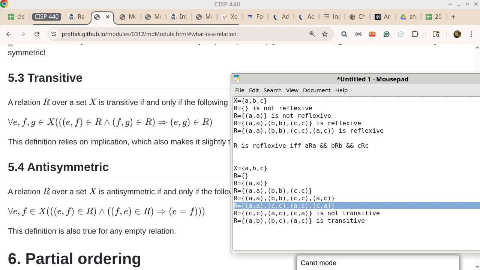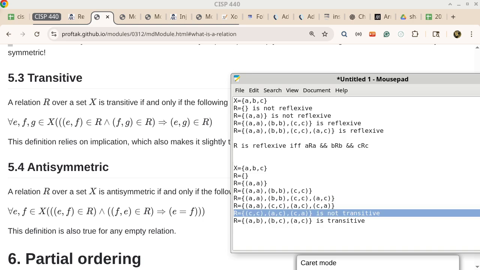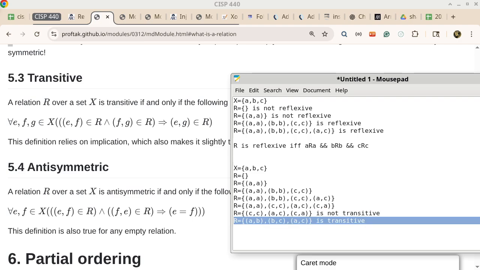Then that also makes the next one not antisymmetric. In other words, when we look at this case here, this is also not anti-symmetric because once again, AC and CA are both here. I don't really care what else is here. If AC and CA are both here, then it cannot be anti-symmetric. And what about the last one? What about this one here? Is that anti-symmetric?